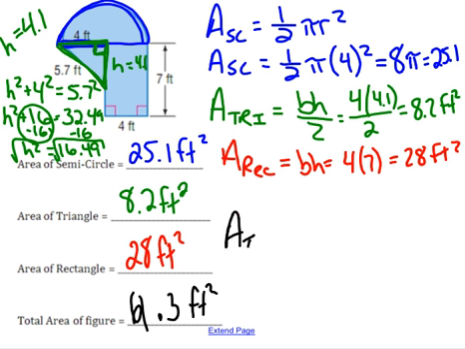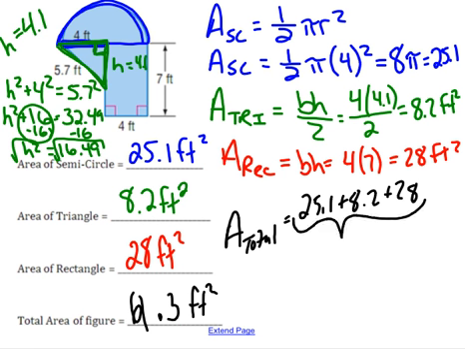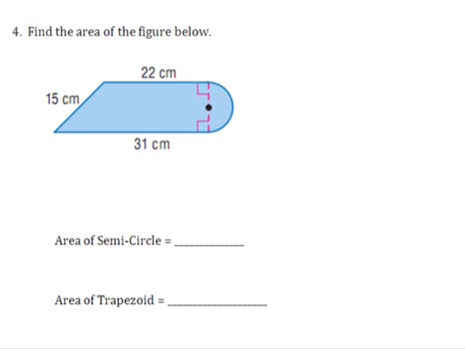So you could write area total equals 25.1 plus 8.2 plus 28. You are just adding all these together, and you get 61.3 feet squared. These are composite figures, so the vocab word is composite. That means to put things together. So we're putting a bunch of areas together and finding out the total area of the figure.